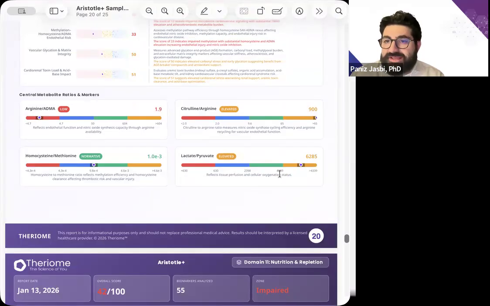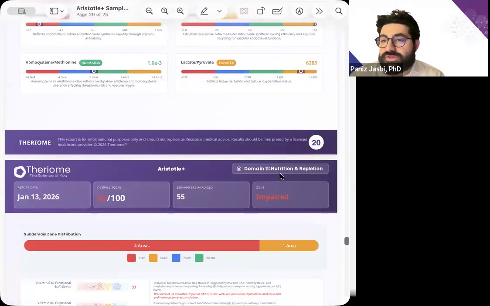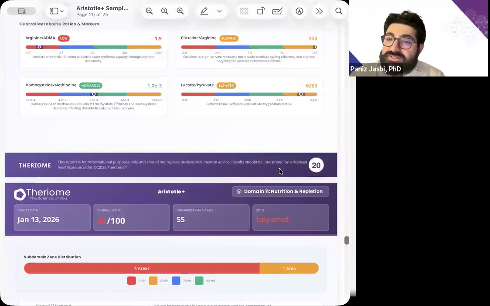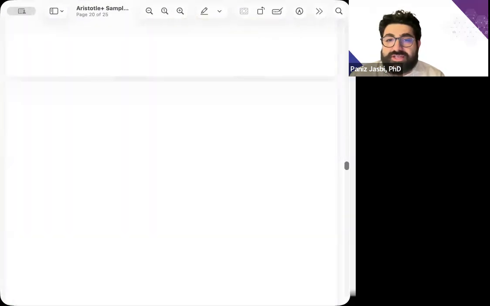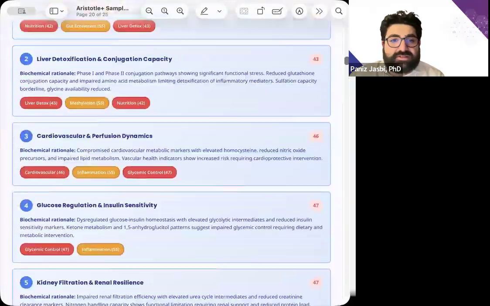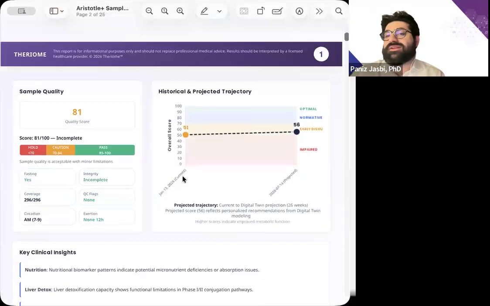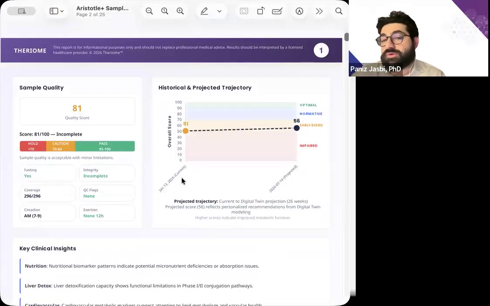Finally, we're going to close the loop with a follow-up plan. In this sample report, the projection is shown over 26 weeks, and the projected score is 56. Let me scroll up to that. There we go. Your job is going to be to align the patient to the protocol, implement it with realistic adherence expectations, and then retest at the time window the report is projecting against so you can assess change cleanly.